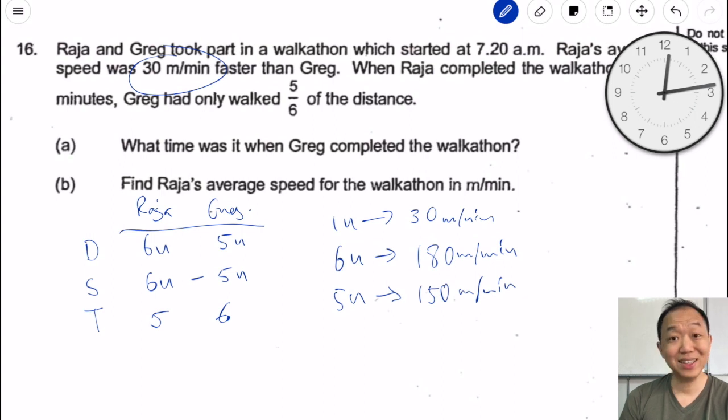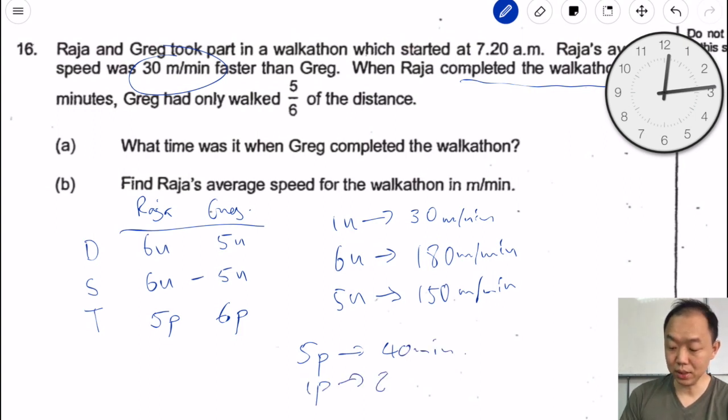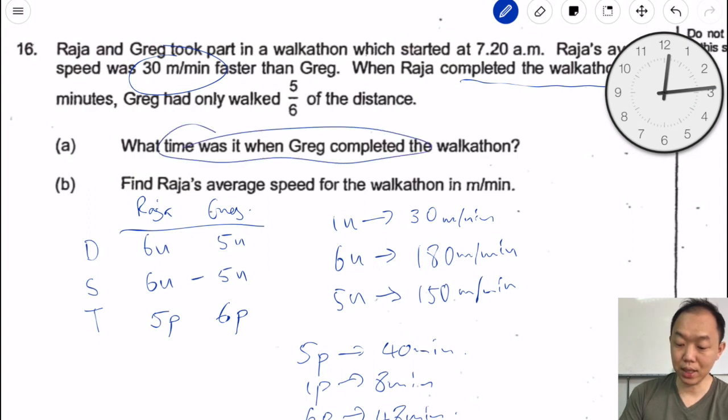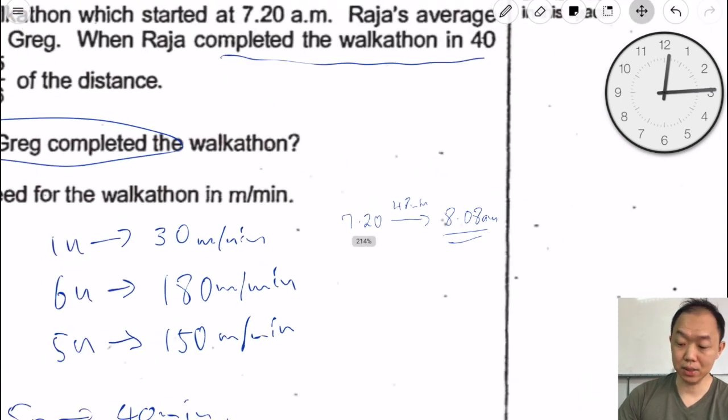But that doesn't solve the question. You see Raja completed the walkathon in 40 minutes. So we call this 5 parts. 5 parts represent 40 minutes, so one part will be 8 minutes and 6 parts is 48 minutes. So the question is, what time was it when Greg completed the walkathon? Both of them started at 7:20, so just take 7:20 and add 48 minutes, that would be 8:08. Alright, so the time is 8:08.